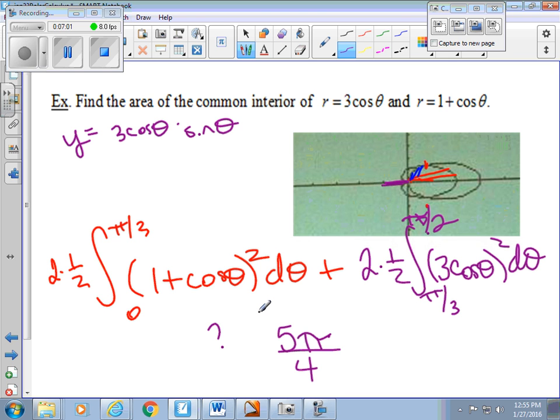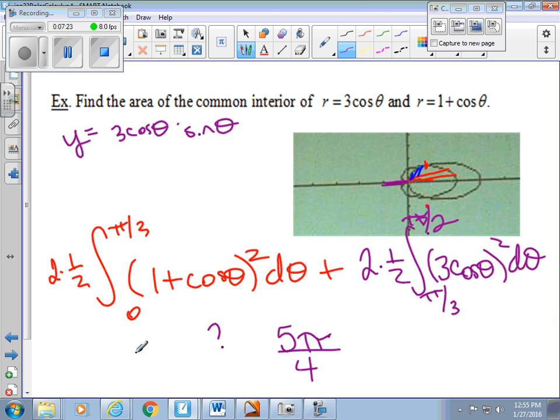Any questions about common interior on this one? So, 2 ways you can do common interior often. One of them is the obvious, where we could do the subtraction and then subtract that from the whole area. The other option is just breaking the integral into 2 pieces.